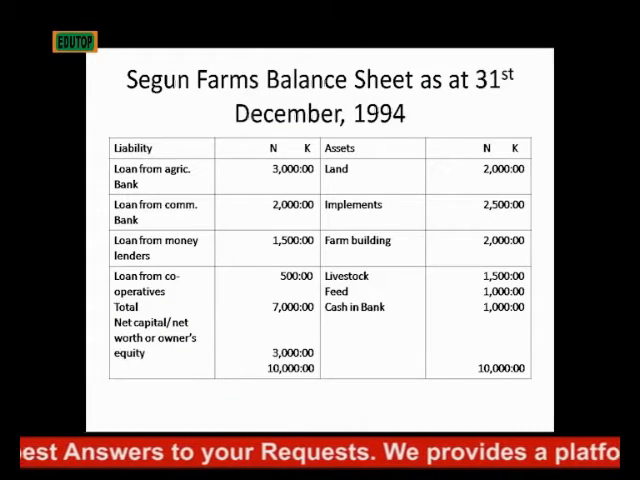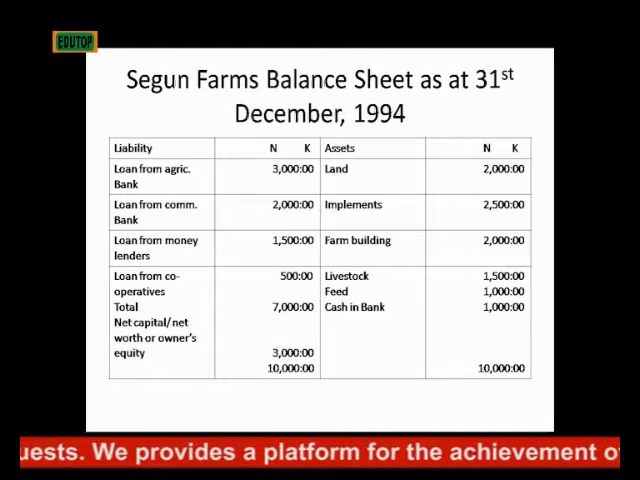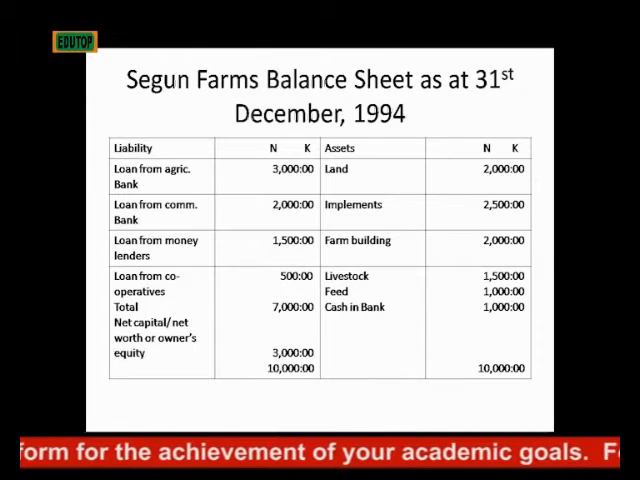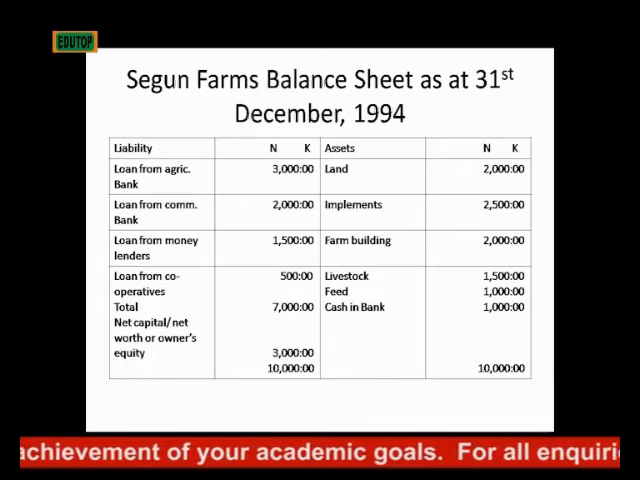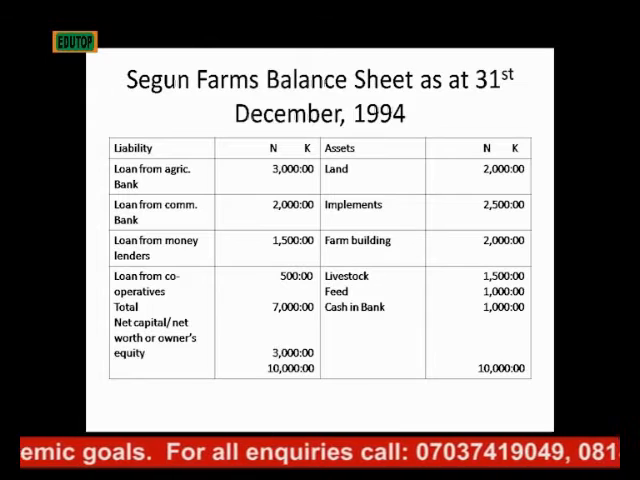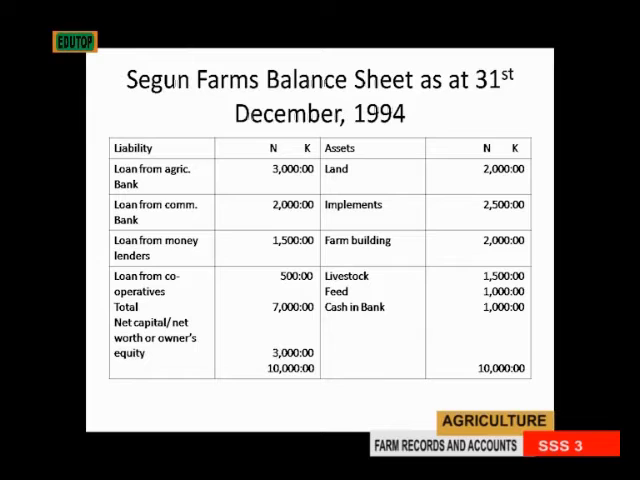Then this is an example of a balance sheet. Sherwood Farms balance sheet as at 31st December 1994. So you can see the liability on the left hand side while you have the assets on the right hand side. Now you have loan from Agri 3,000, loan from commercial bank. So you just have the assets and the liability, just to show you what you have on the balance sheet, the liability and the assets.